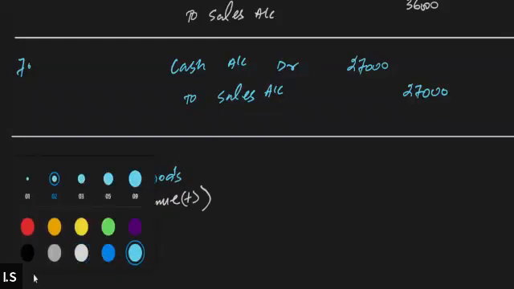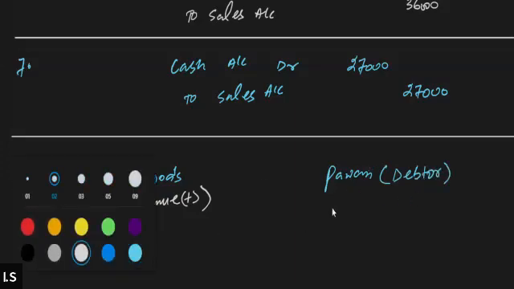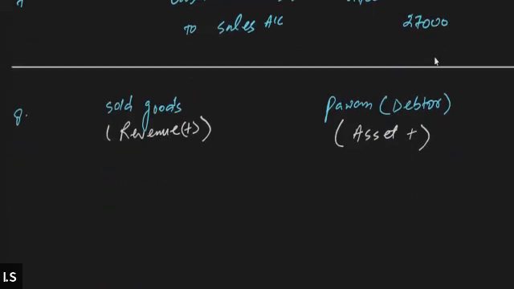But at the same time, we must have sold goods to Pavan on credit. So whenever you sell goods to anyone on credit, that person is known as the debtor. Debtor is an asset, right? Whenever you sell goods to a customer on credit, that customer is considered as an asset for the business. So when you sell goods to any person on credit, our overall asset will increase by the name of debtor, right? Could anyone please tell me the general entry of this transaction? General entry will be?